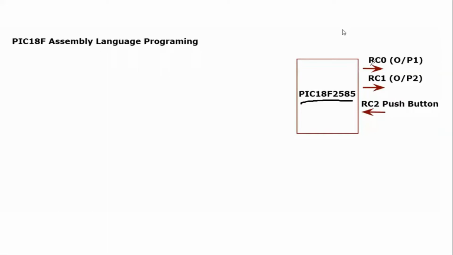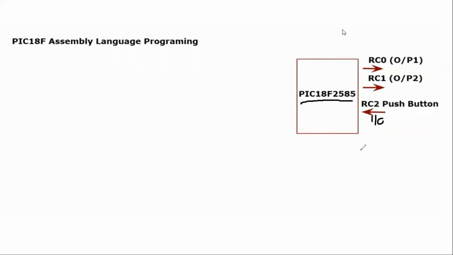Then we have two outputs here. The RC0 pin is output 1 and the RC1 pin is output 2. And then we have an input, which is RC2, and basically a push button is connected to RC2. Whenever I press the push button, this pin will receive 1, and if the button is released, this pin will receive 0. So 1 or 0 is received depending upon whether the button is pressed or released.